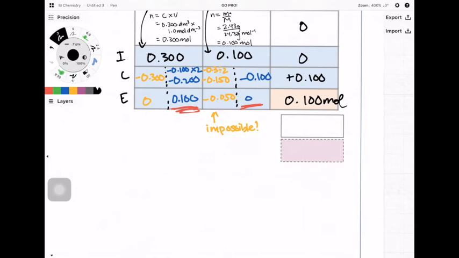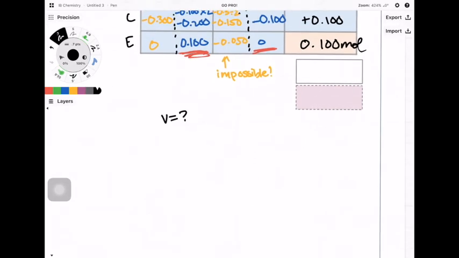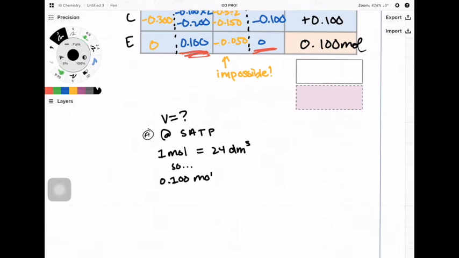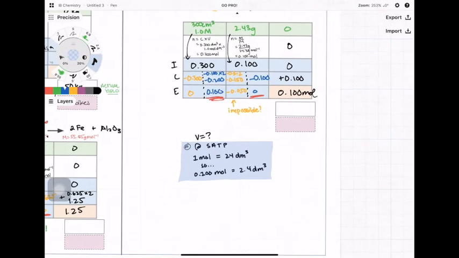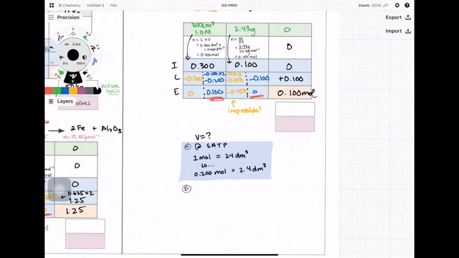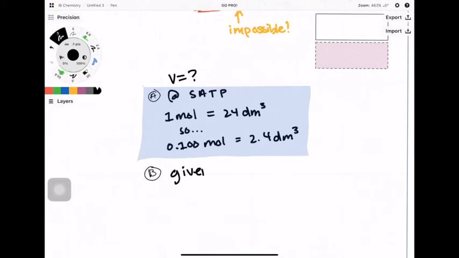Now, the last type of calculation that the IB can ask you to do for this type of problem is to ask you for the volume of hydrogen gas that's produced. And so again, this is a gas calculation. They might give you the conditions at SATP. If they give you the SATP conditions, then you know that 1 mole is 24 decimeters cubed, so you can make that conversion. In this case, it's 2.4 decimeters cubed.